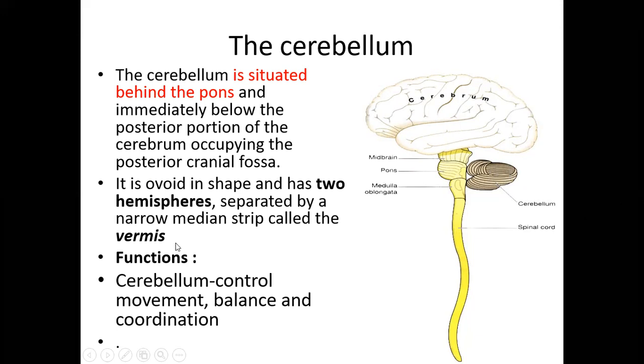What is the function of this cerebellum? The cerebellum helps in the control of movements, balance, and coordination. A very important function is done by the cerebellum. Even though it is very small, it helps in the balance of the whole body. So in case of a person who is drunk or has taken liquor, his cerebellum becomes incapable of controlling his body and he keeps swinging.